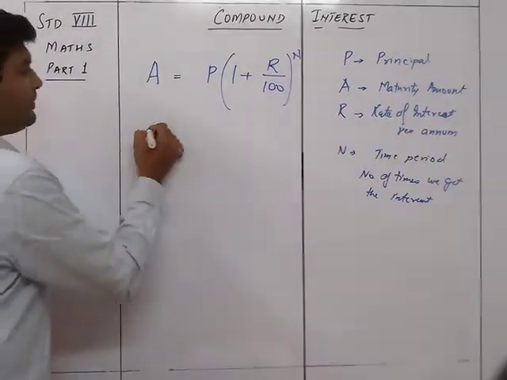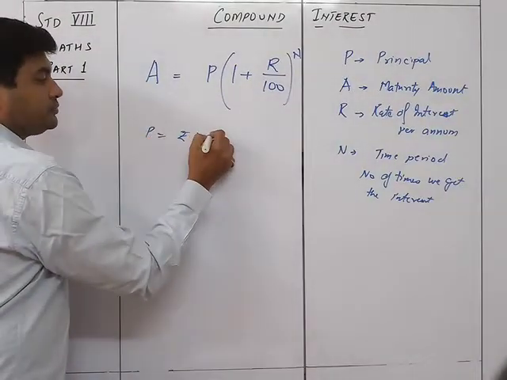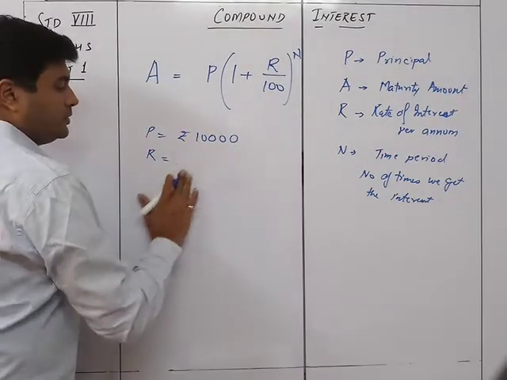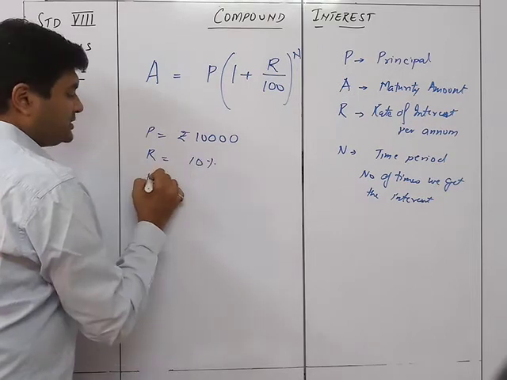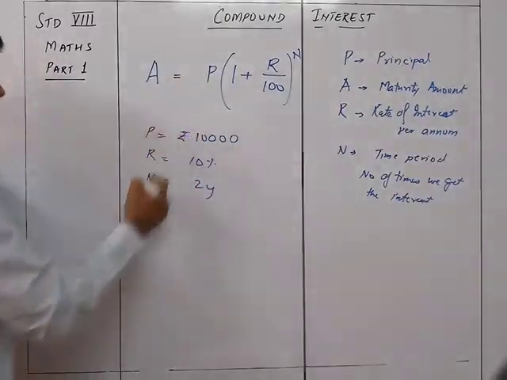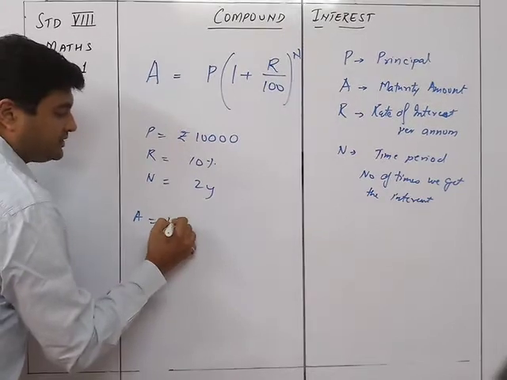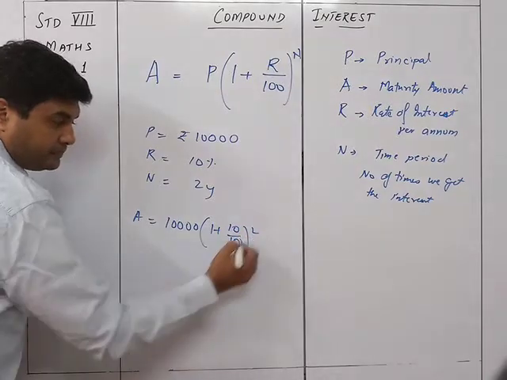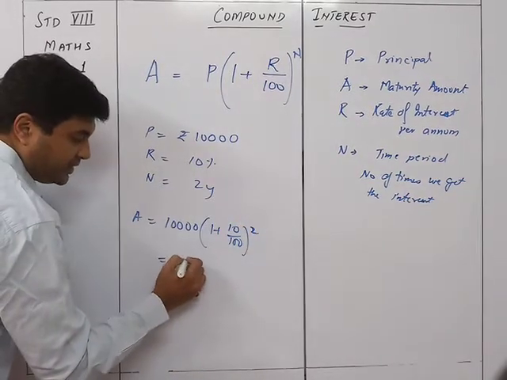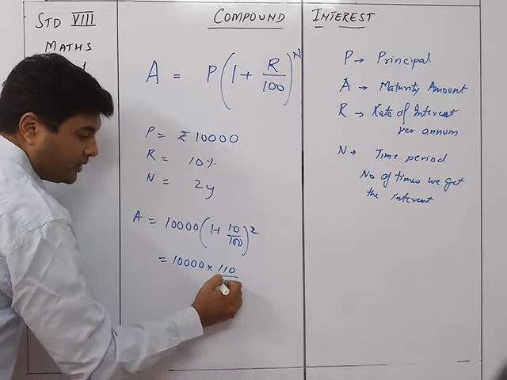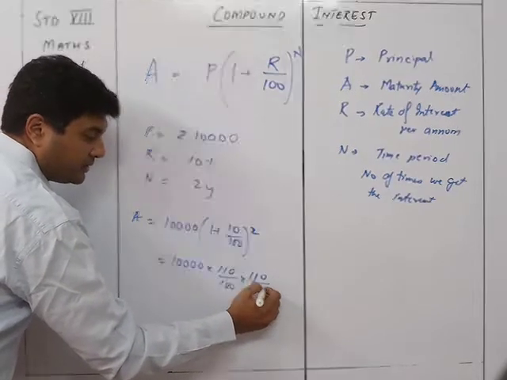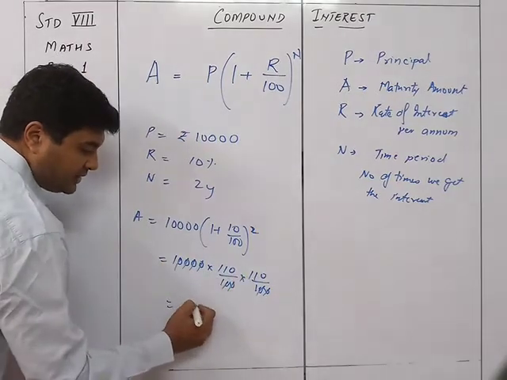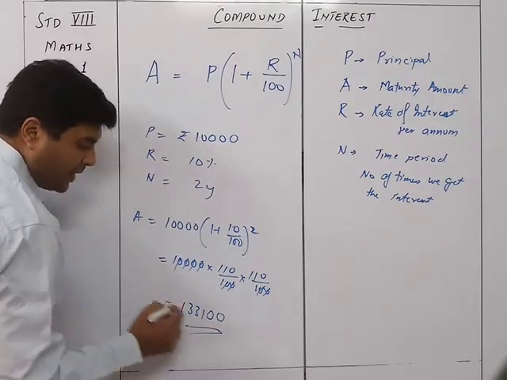If, for example, the principal is equal to 10,000, the rate of interest is 10%, and the number of years is 2, then the amount will be equal to P, that is 10,000 into 1 plus 10 upon 100 the whole square. So this will become 10,000 into 110 upon 100 into 110 upon 100. That will be 11 into 11, 133100. So this is the amount I am going to get.